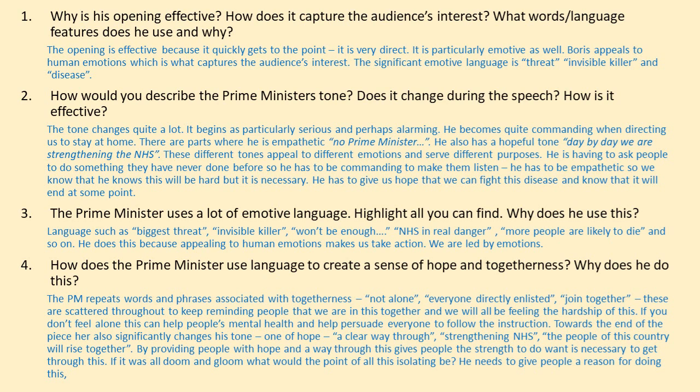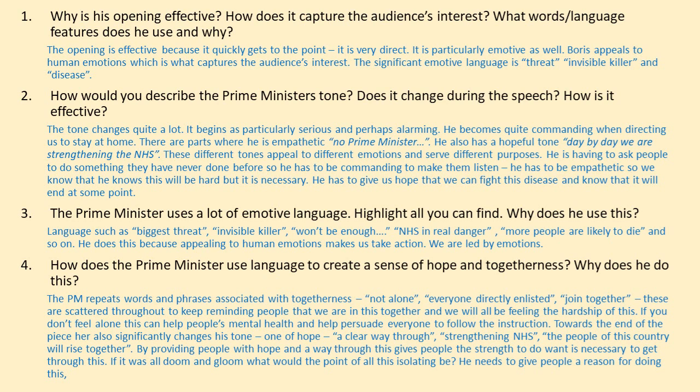He is having to ask people to do something they have never done before, so he has to be commanding to make them listen. He has to be empathetic, so we know that he knows this will be hard, but it is necessary. He has to give us hope that we can fight this disease and know that it will end at some point. And so in terms of emotive language, we've got language such as biggest threat, invisible killer, won't be enough, NHS in real danger, more people likely to die, and so on.